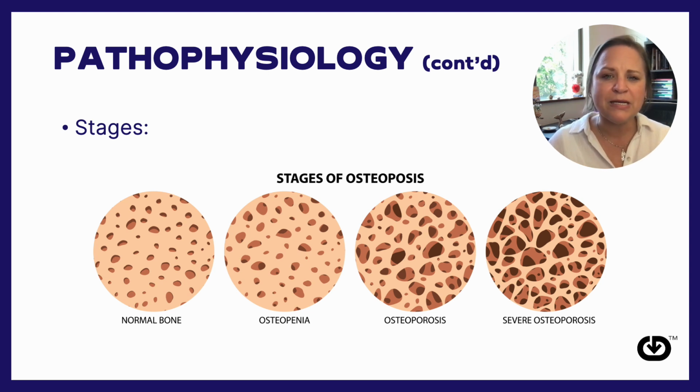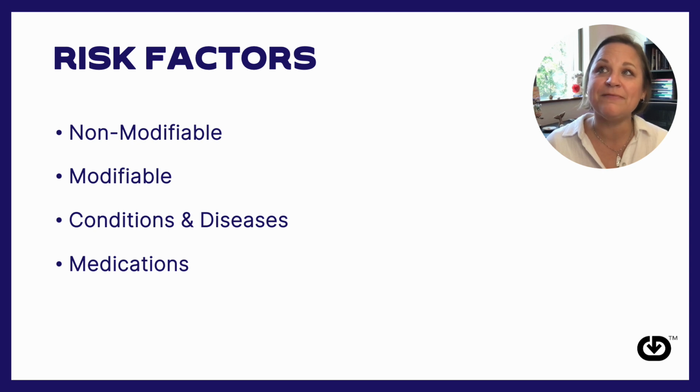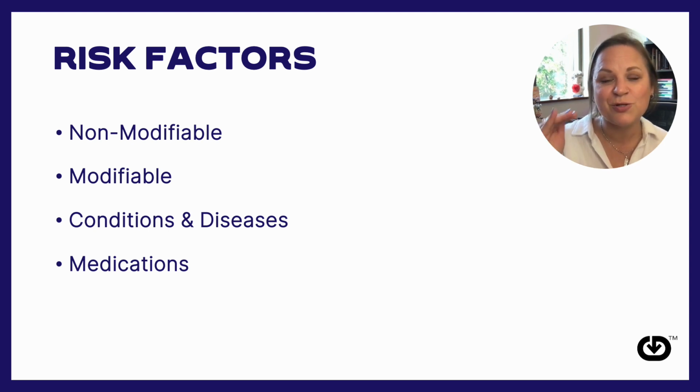Now, obviously, we need strong, healthy bones to support our bodies and to protect us if we do fall. And so patients who have really brittle bones can get fractures from just really simple falls that if they had healthy, strong bones with good bone density, they wouldn't have fractured from. Now, the name of the game here is to find out who's at risk for osteoporosis and intervene early. And we can break risk factors for osteoporosis into 4 areas: non-modifiable, modifiable, different conditions and diseases, and finally medications. So let's break down each of these separately.